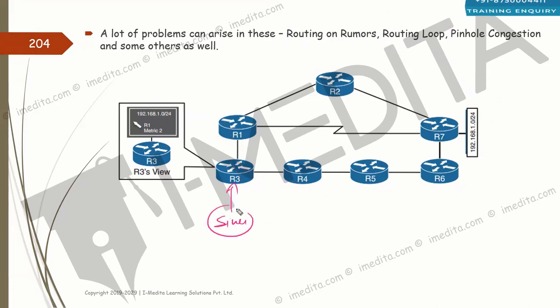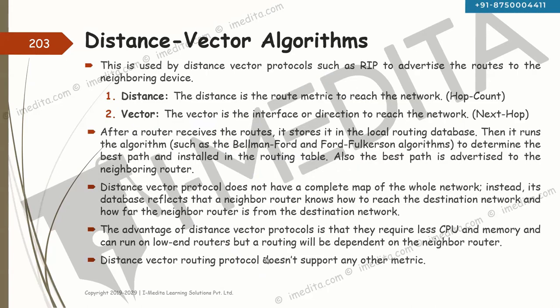Since on this router we do not have the entire topological database, the amount of resources that we require to run a distance vector routing protocol is very less. We do not require a very high CPU, very high memory. We do not require a lot of resources to run those distance vector routing protocols. The advantage of the distance vector protocol is that they require very less CPU and memory, and they can run on low-end routers, but the routing will be dependent on the neighboring router, which of course can cause loops and all, but it doesn't require high CPU and memory to run. So it can run on low-end routers. That is one of the advantages.